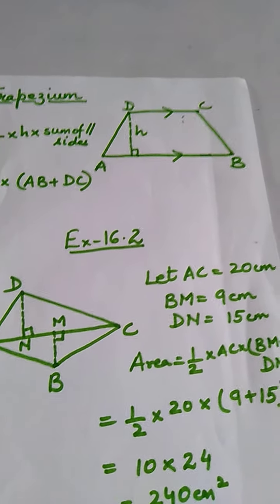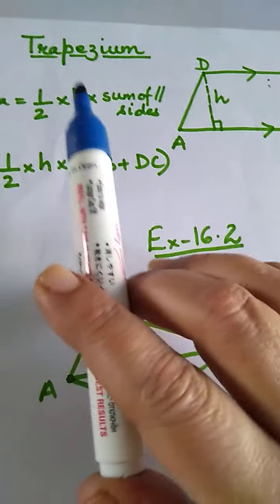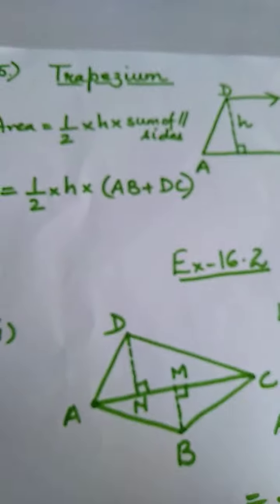The other is not parallel. AD is not parallel to BC, but AB is parallel to CD. And the perpendicular distance between them is h, that is the height. Now, the area of a trapezium is given by the formula half into height into sum of parallel sides.